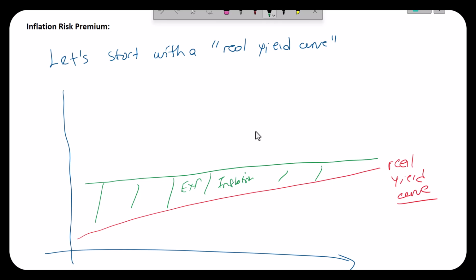If you calculated the break-even inflation for the 5 years, you're going to get about 240-ish. 10 years is going to be a little bit lower. 30 years is going to be even lower. So this is with added inflation.